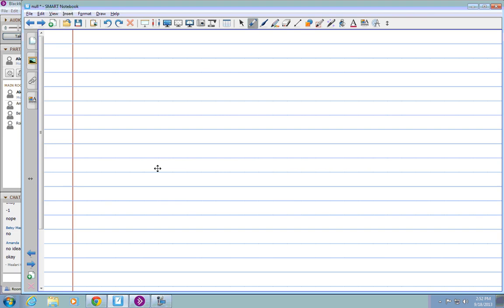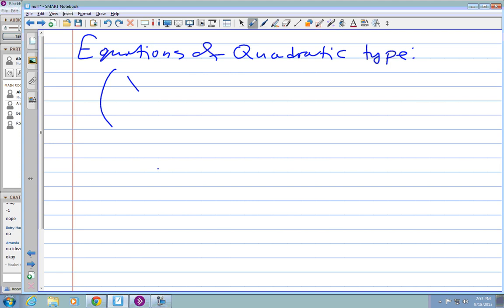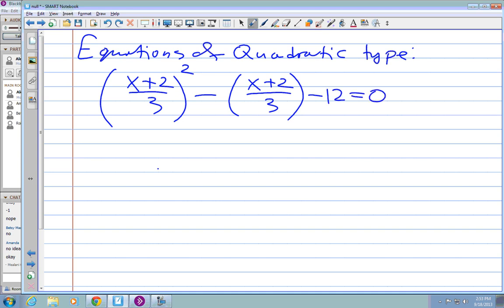So, equations of quadratic type. And this is the tricky part, and this is kind of important. Sometimes you get an equation that's not really a quadratic equation, but it sort of looks like one. What I mean by that is, consider this example. (x plus 2) over 3, squared, minus (x plus 2) over 3, minus 12 equals 0. So here's an equation like that.